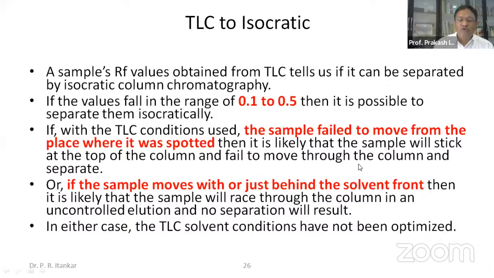on your TLC plate, if it is just towards the solvent front, it means that this compound will come out first from your column chromatography or flash. So the one moving along the solvent front will come out faster because it has got more affinity towards the solvent phase or the moving phase.